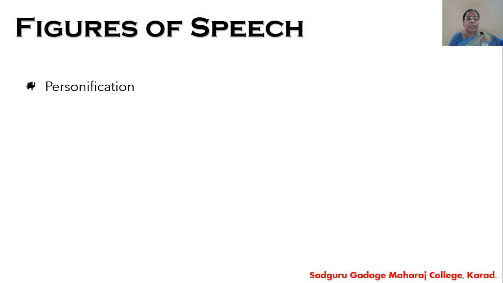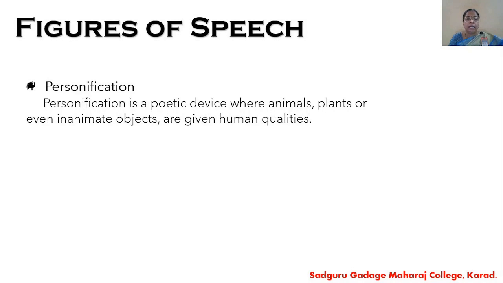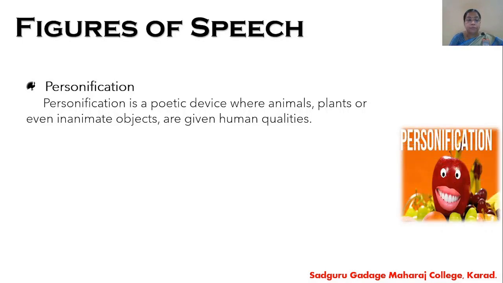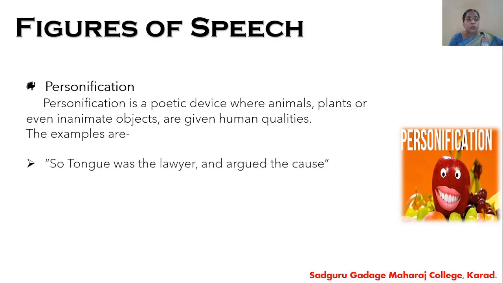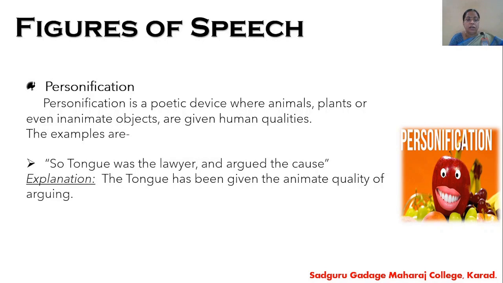Next figure of speech is personification. Personification is a poetic device where animals, plants, or even inanimate objects are given human qualities. The examples are: so, tongue was the lawyer and argued the cause. Explanation: the tongue has been given the animate quality of arguing.